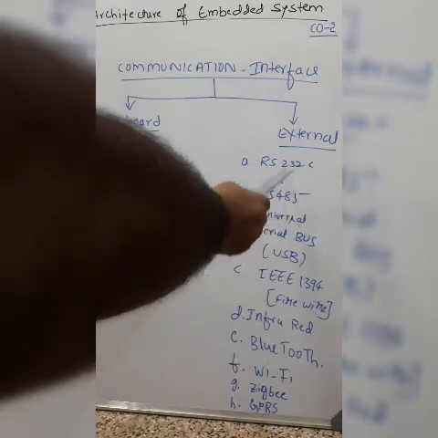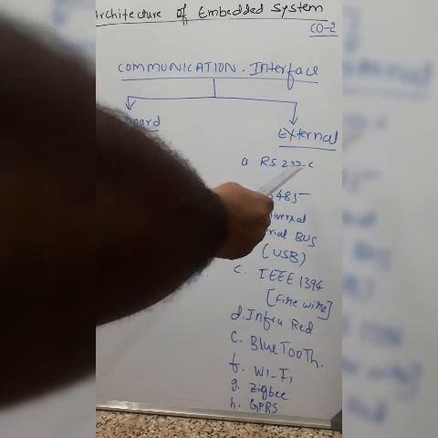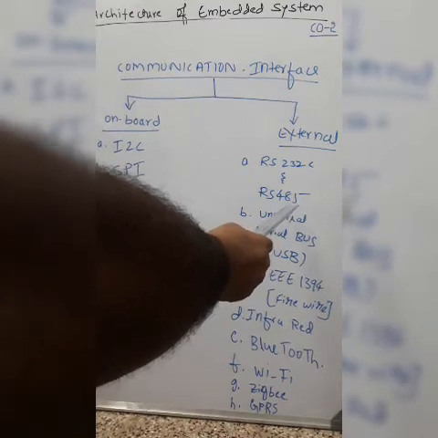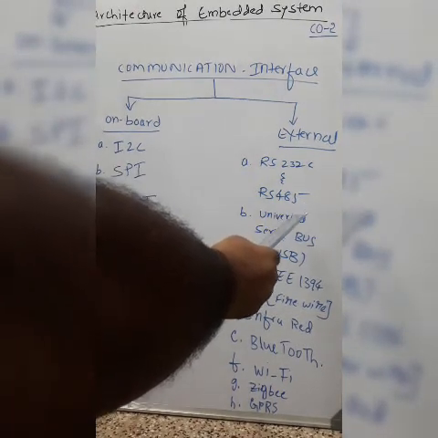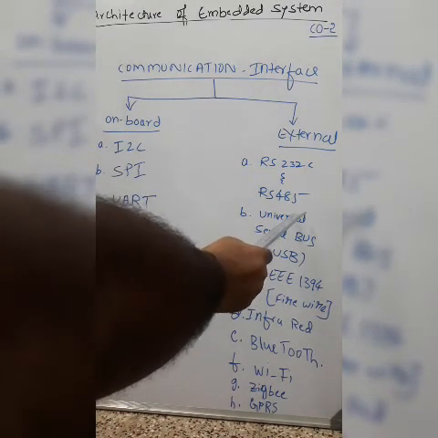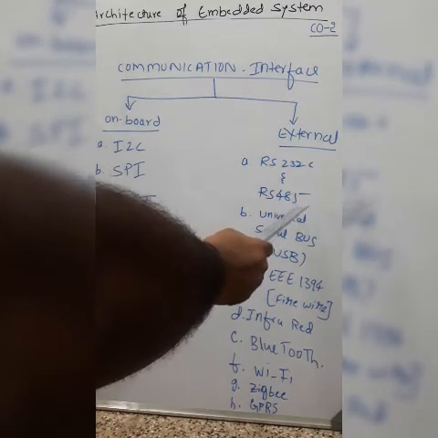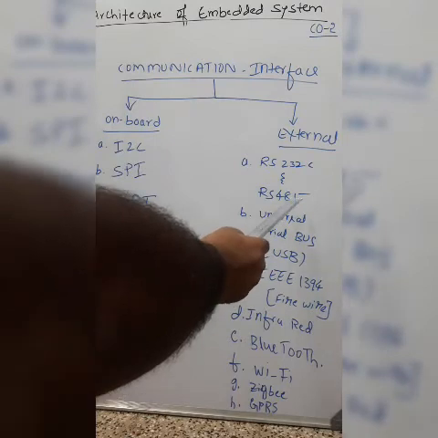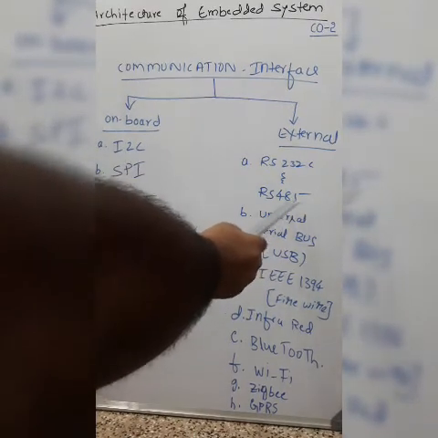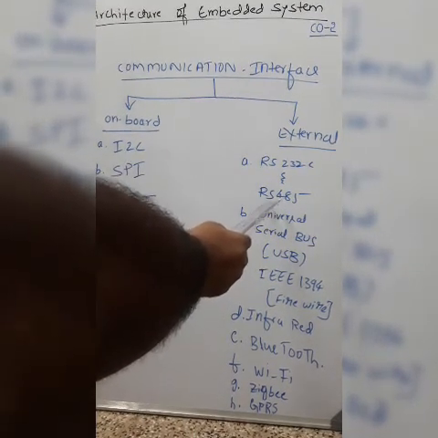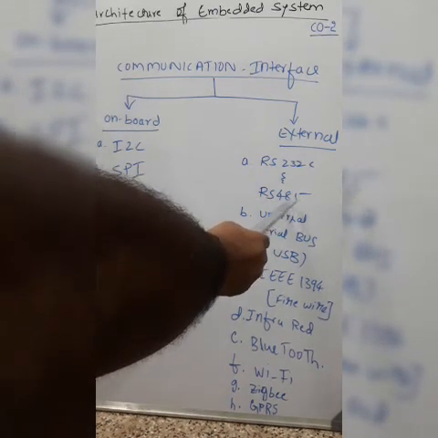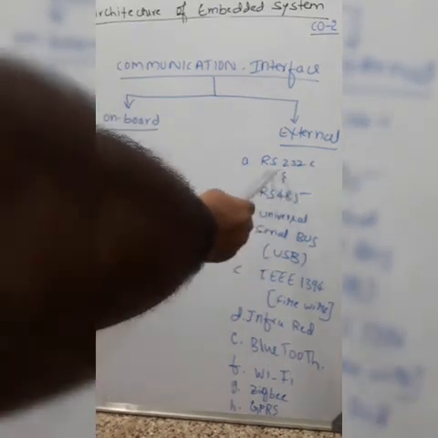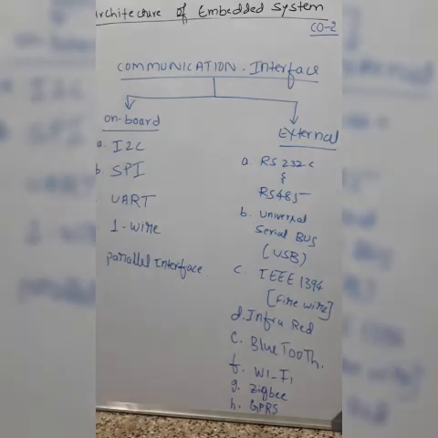RS-485 is an enhanced version of this, whereas this supports multi-drop communication, up to 32 transmitting devices and up to 32 receiving devices. So 32 transmitting and 32 receiving devices are interconnected with the help of RS-485, which is the improvised version of RS-232C.